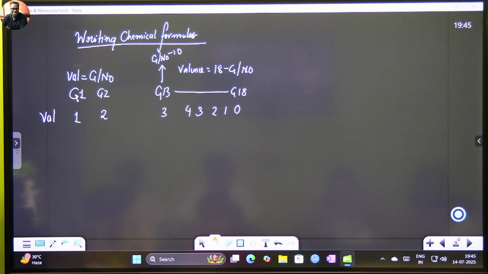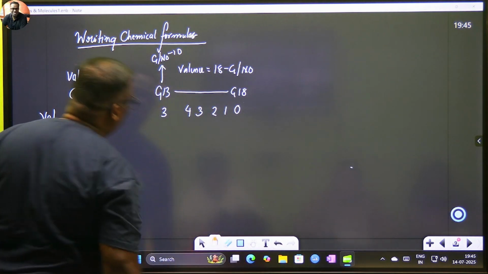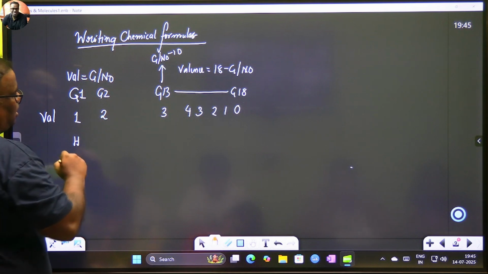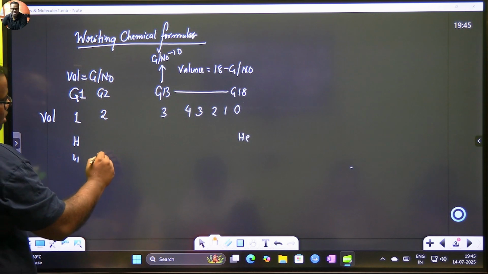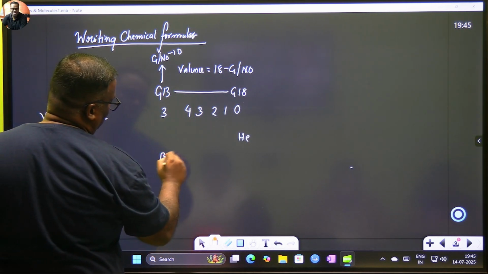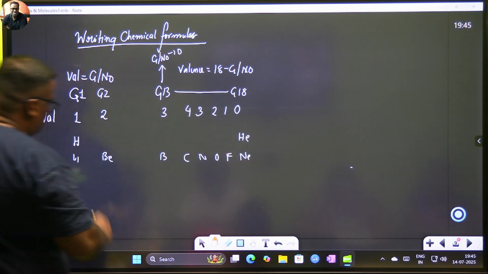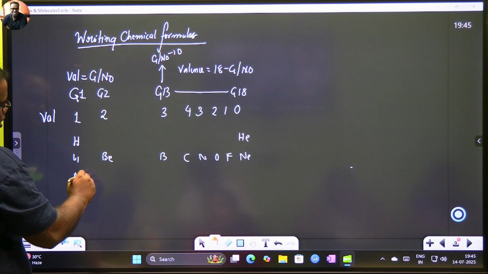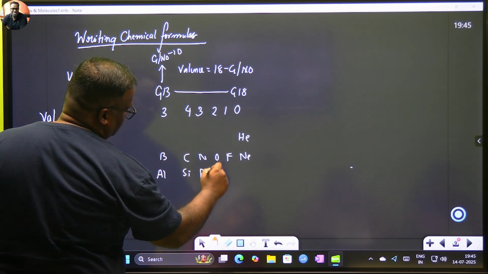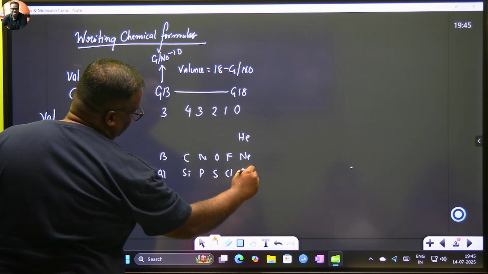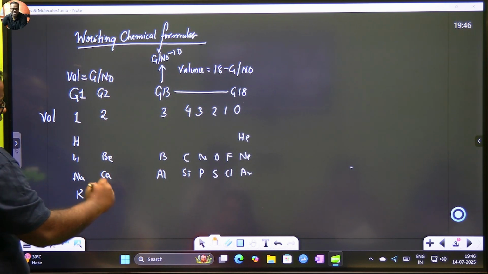So let's see some common examples that we will get for our, we are kiddo children. We will be doing only up till 20. So we should know those 20. Hydrogen is here. Helium is here. Then comes lithium. Then beryllium. Then boron, carbon, nitrogen, oxygen, fluorine, neon. After that, sodium, calcium, aluminium, silicon, phosphorus, sulfur, chlorine, argon, followed by potassium and magnesium. That's it, we are done.